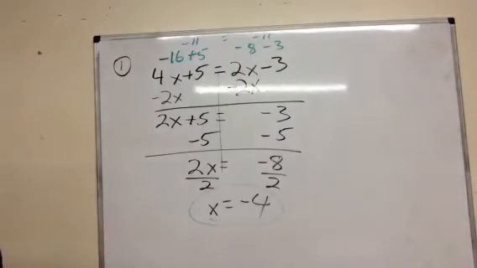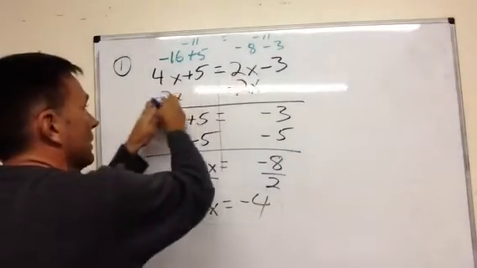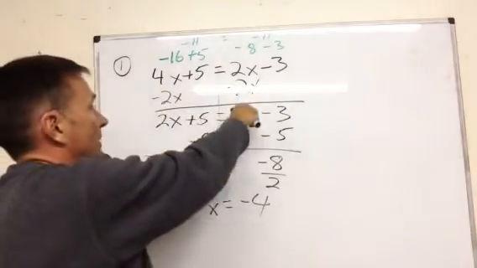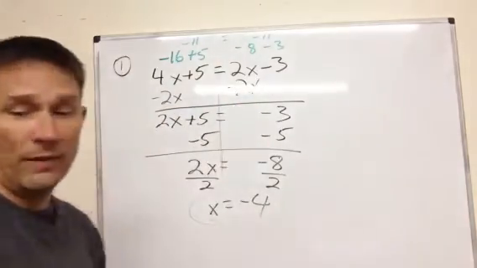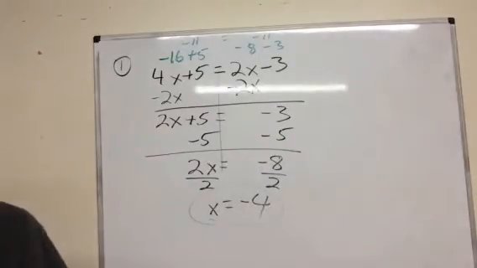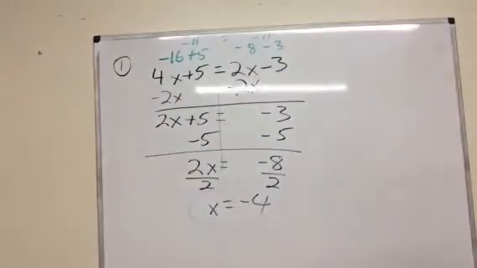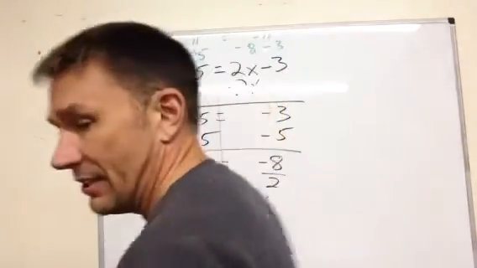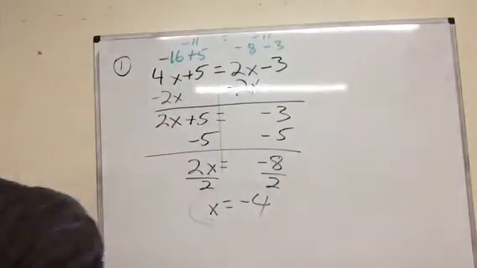What we started with first is collecting our variables on one side. We could have added negative 4x to this side. We would have gotten the same exact answer. So I want you to have this written down, and I want you to be able to use this as a reference.